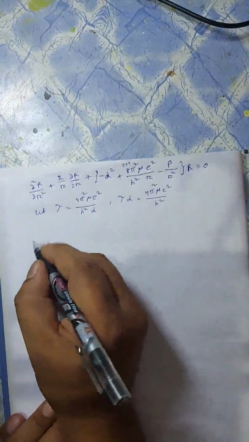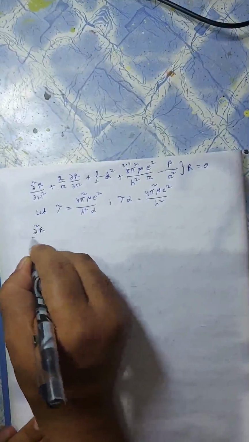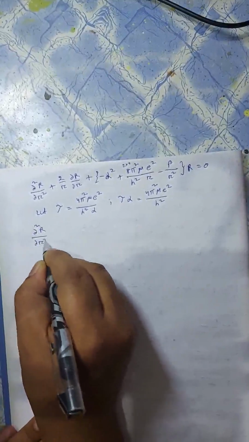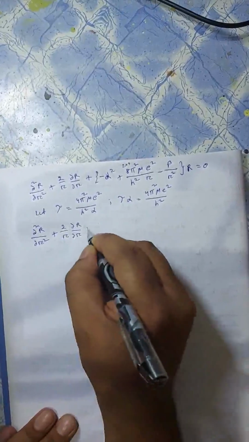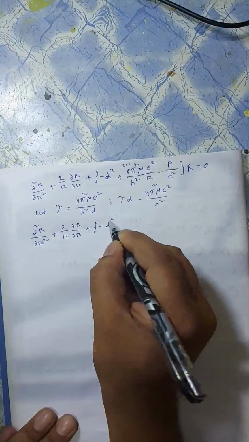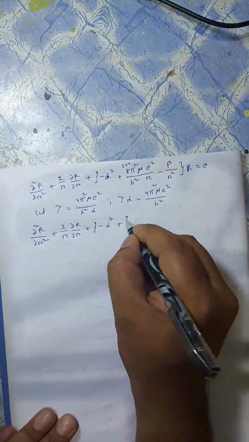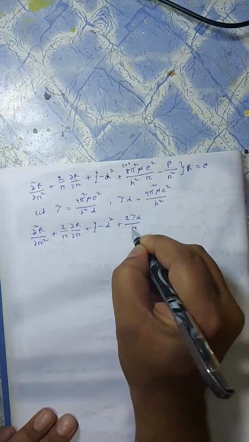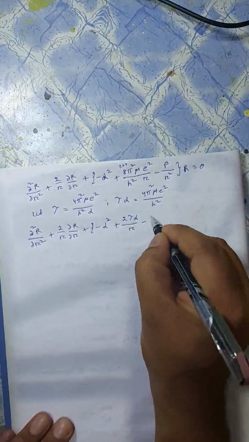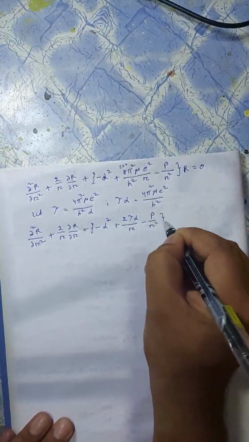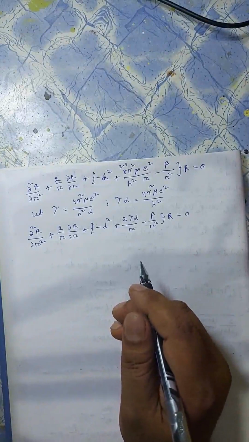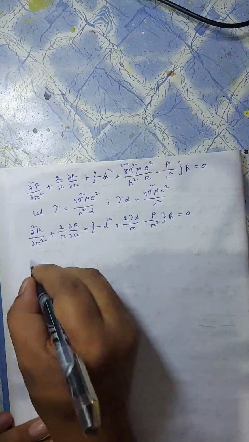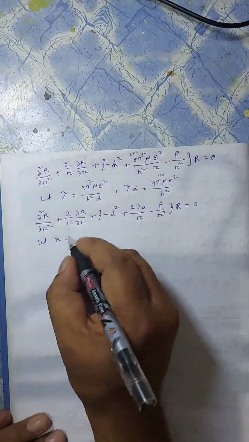Then 2λα, substituting this value: ∂²R/∂r² plus 2/r ∂R/∂r plus bracket minus α² plus 2λα/r, and this one remains the same, minus β/r², bracket, whole R is equal to 0. This we have to know. Then we have to convert it into x, just like whatever we did in simple harmonic motion. The same thing we proceed with.